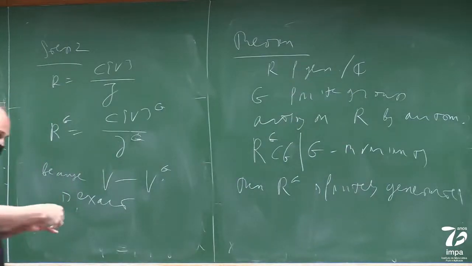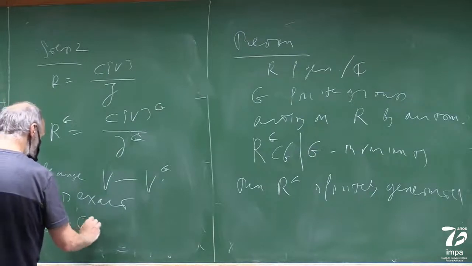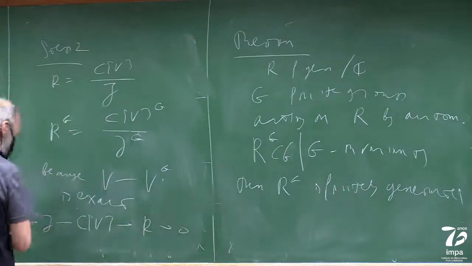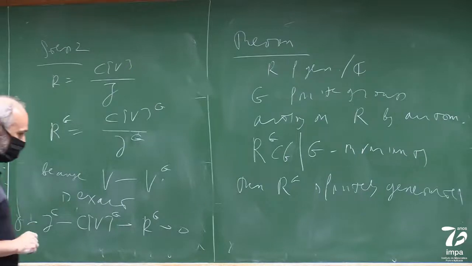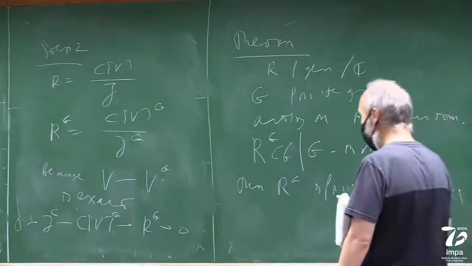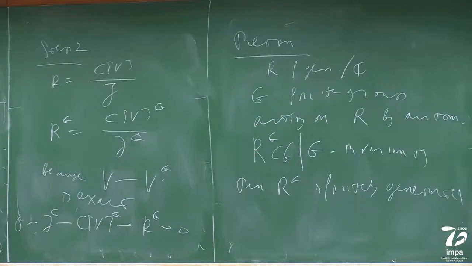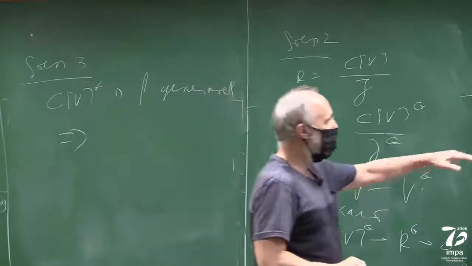So you have your exact sequence: J goes to polynomials, goes to R, goes to 0. If you are interested in R^G, this would be the quotient of C[V]^G by J^G. So this is the quotient map. And now this is step 3. The theorem says that C[V]^G is finitely generated. Taking invariants is exact because it's a finite group, and we do it over C.